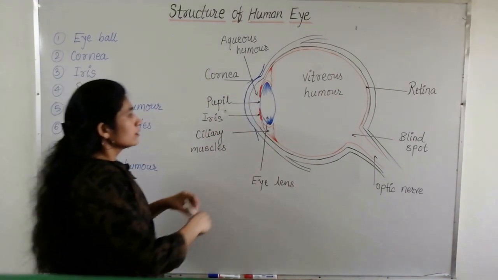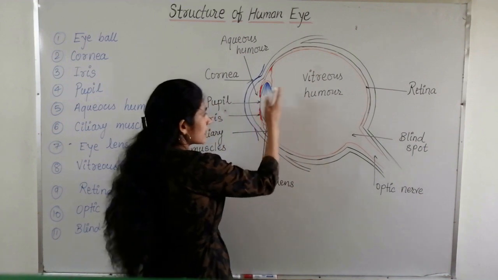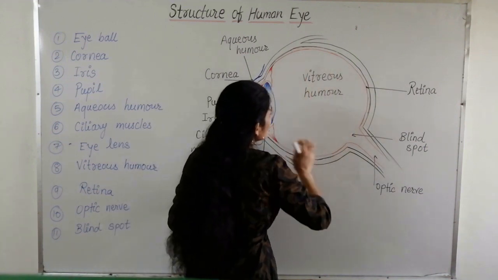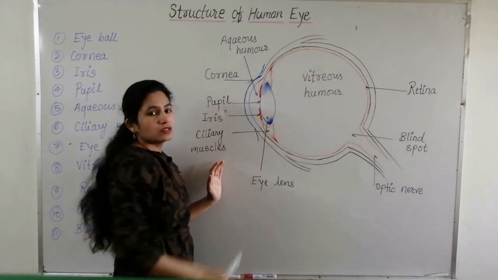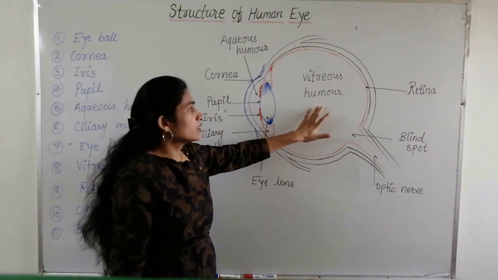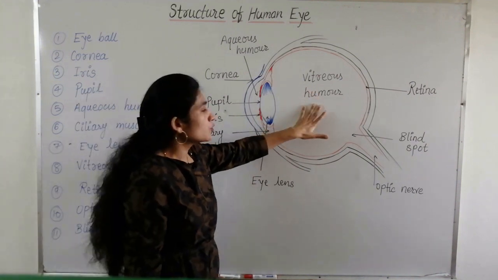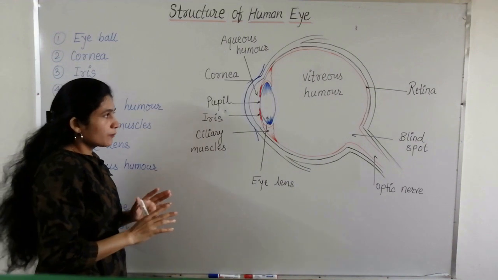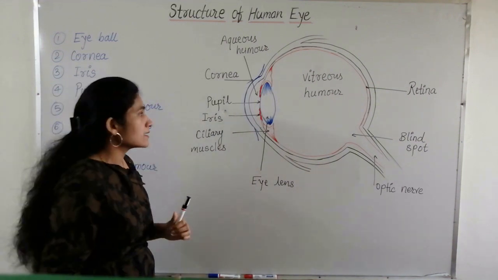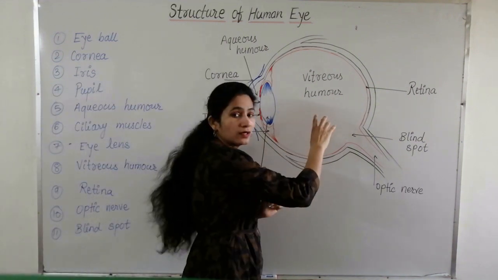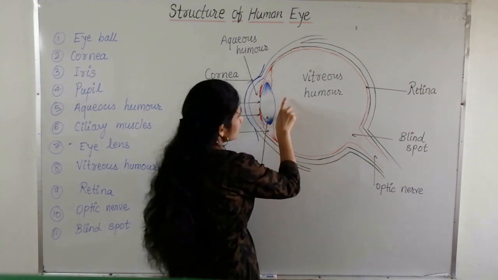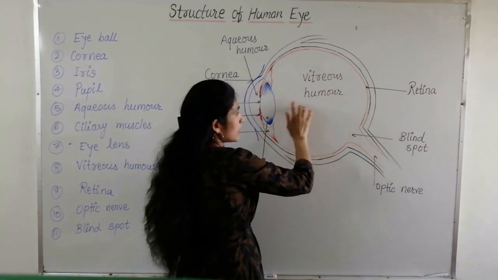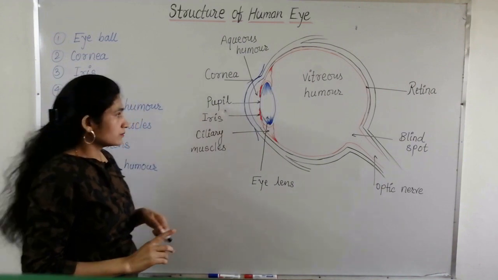Vitreous humor. The region between the eye lens and the retina is filled with a jelly-like substance called vitreous humor. This vitreous humor is a glassy substance. It means not hard like glass, but transparent like glass, so that the light rays can pass through this region and fall on the retina.